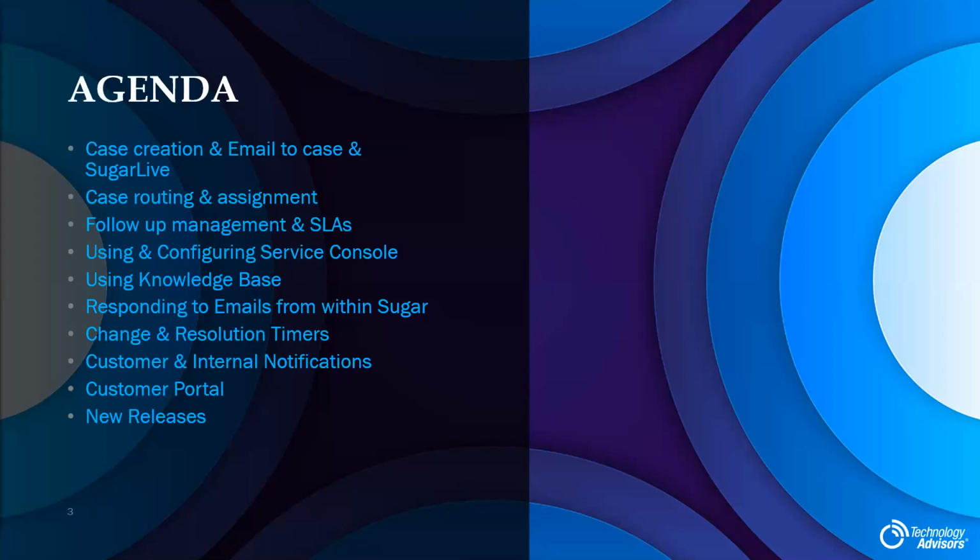We're going to start with creating a case and talk about different methods that exist for cases getting created in SugarCRM, and then walk through all of the things that happen once a case gets created until it gets closed. So talking about case routing and assignment, managing follow-ups and SLAs, using the service console, using knowledgebase, responding to emails, change timers, resolution timers, doing notifications, and the customer portal.